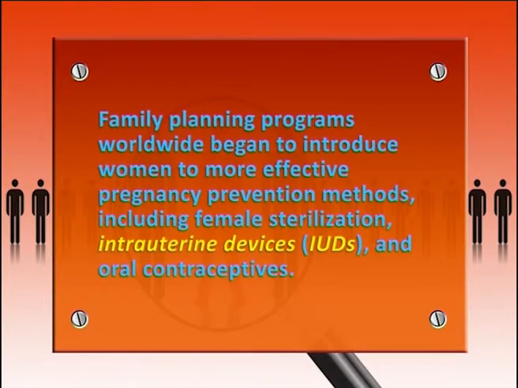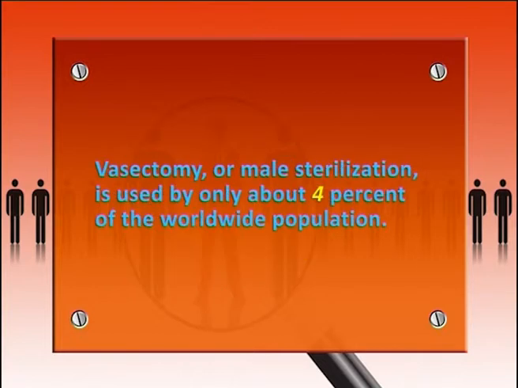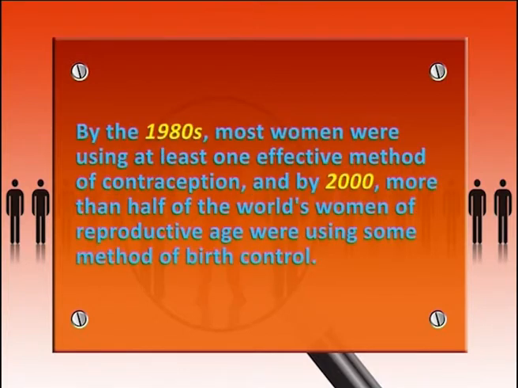Family planning programs worldwide began to introduce women to more effective pregnancy prevention methods, including female sterilization and oral contraceptives. Vasectomy or male sterilization is used by only about 4% of the worldwide population. By the 1980s, most women were using at least one effective method of contraception, and by 2000, more than half of the world's women of reproductive age were using some method of birth control.